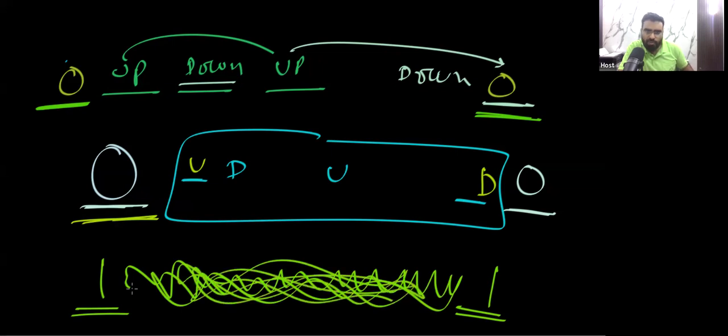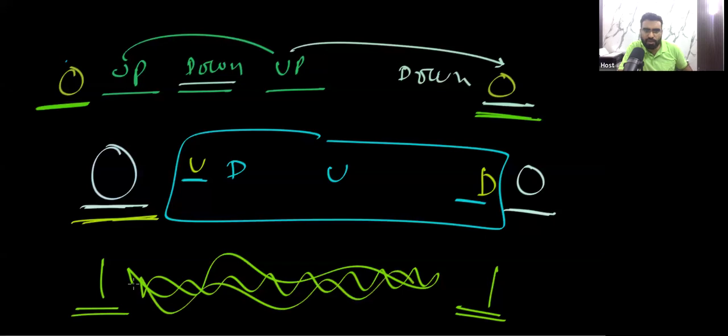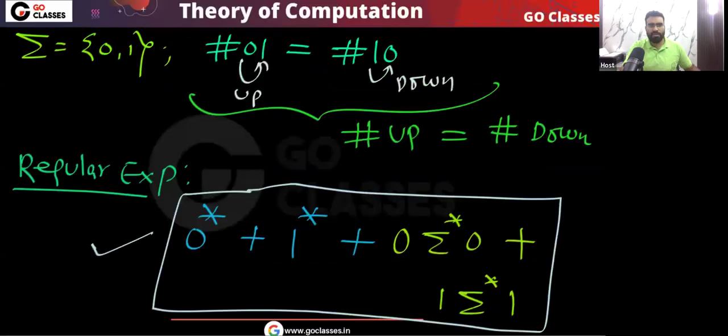Remember, the number of up and down will be the same. If you start with 1 and end with 1, then whatever dance you do in between, the number of up and down will be the same. I hope you understood, this is the complete analysis and this will be the regular expression. Is this clear? You can see: starting with 0 and ending with 0, starting with 1 and ending with 1, or there is no 1 or there is no 0. So this is the regular expression. Did you understand? This is the complete analysis of this question.